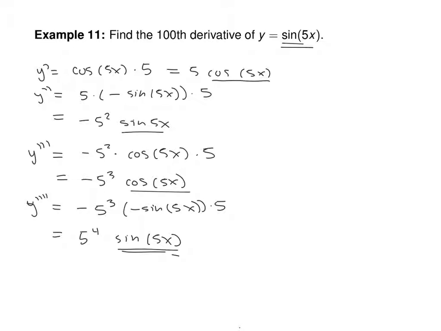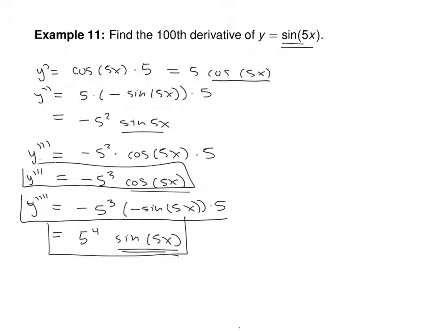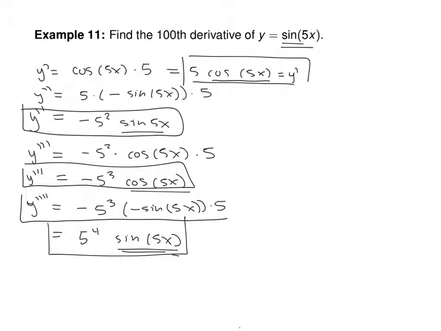Okay, so fourth derivative is that. Third derivative is this. Second derivative is that. First derivative, here we go. So if you want the 100th derivative, so that's why 100 is in parentheses, that means derivative, that's how you signify that. What's the power on the 5 going to be?